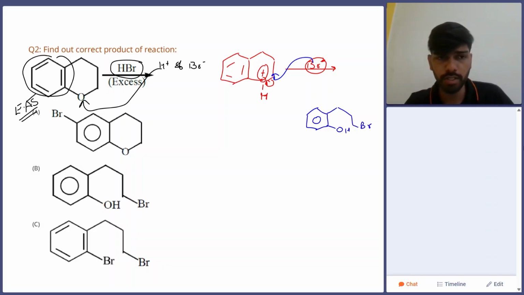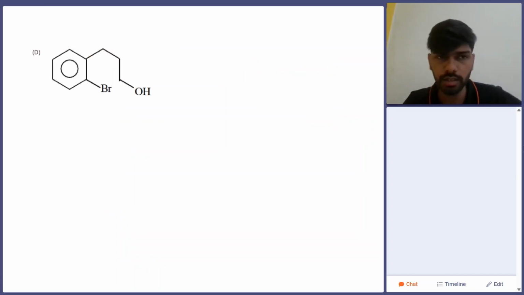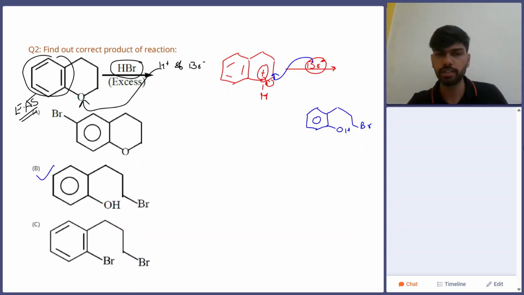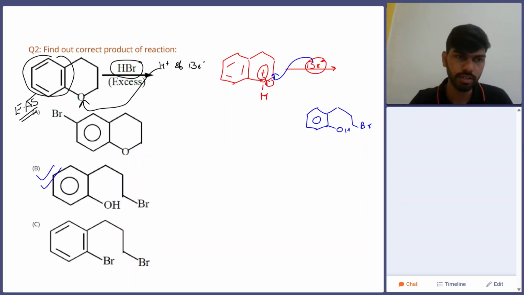So is there any option that matches? C option, B option; A option is not matching. D option, we'll check again. Just a second. Yes, B option is matching with this question. So B option is the right answer for this question.